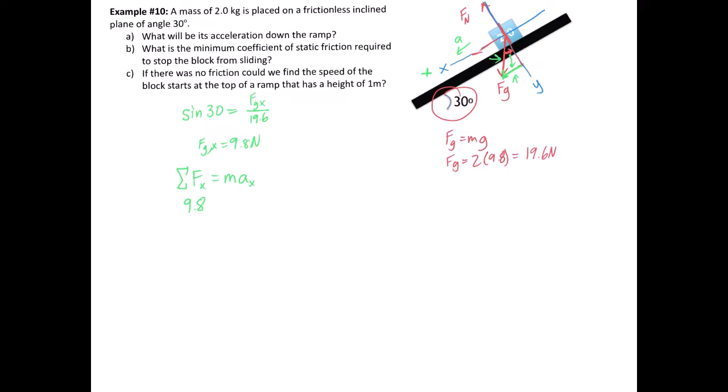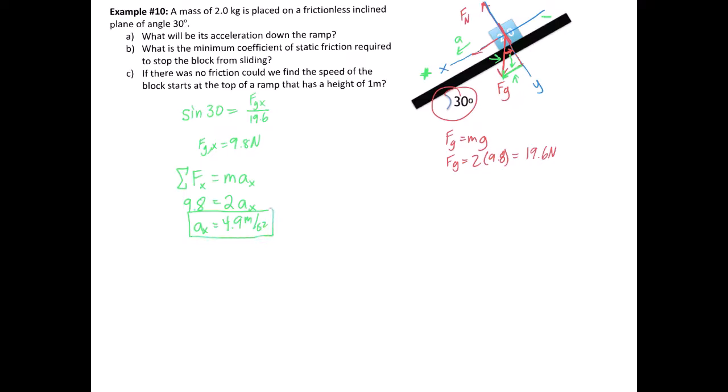I'm going to define that as positive because that's what I expect to happen. I expect it to go down the ramp, so I'm going to define that as the positive x direction. The negative x direction is the direction that I don't expect it to go, which is up the ramp. So I'm going to go 9.8 equals the mass, which was 2, times the acceleration. And so we can divide by 2, and we get that the acceleration is 4.9 meters per second squared.